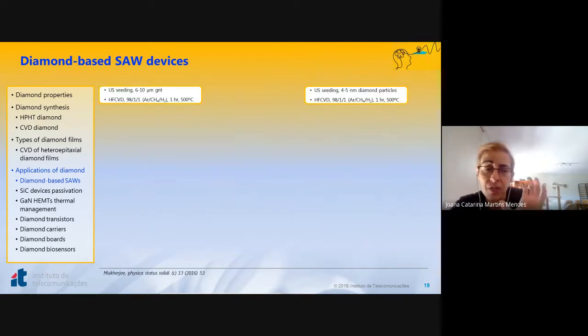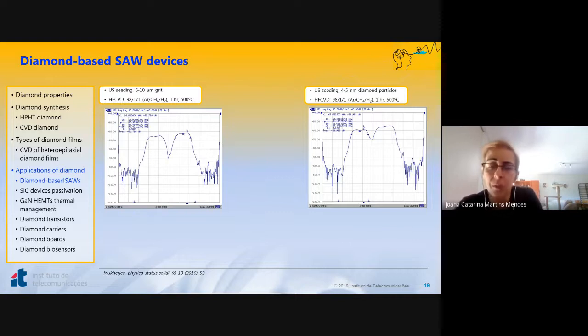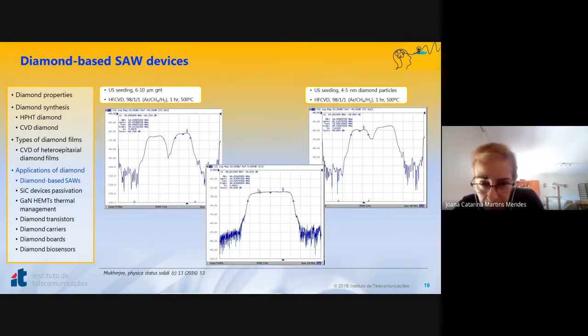And we just seeded these dies and we deposited diamond by hot filament CVD for 1 hour. Here you have some photos of the films deposited on the IDT. So this one is not totally closed. And when we measure the S21 parameters, which are awful, because this is the S21 spectra of the uncoated die, so we would expect a gain of minus 25 dBs. Here, even if we forget about this, the gain is below minus 60, and here the gain is below minus 50. So this approach was not the best.